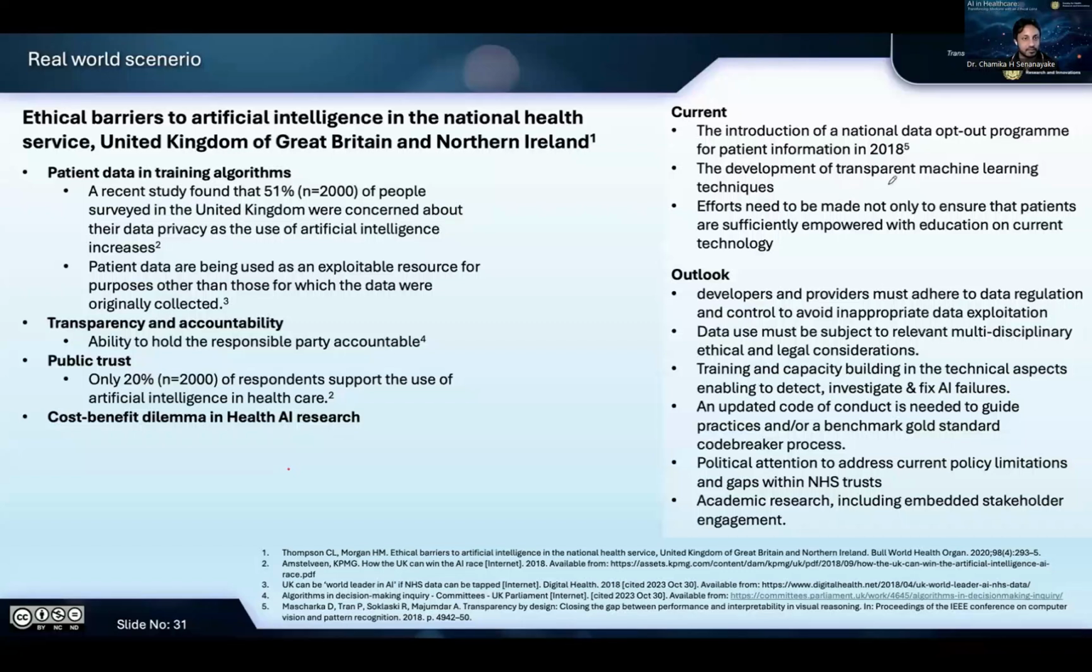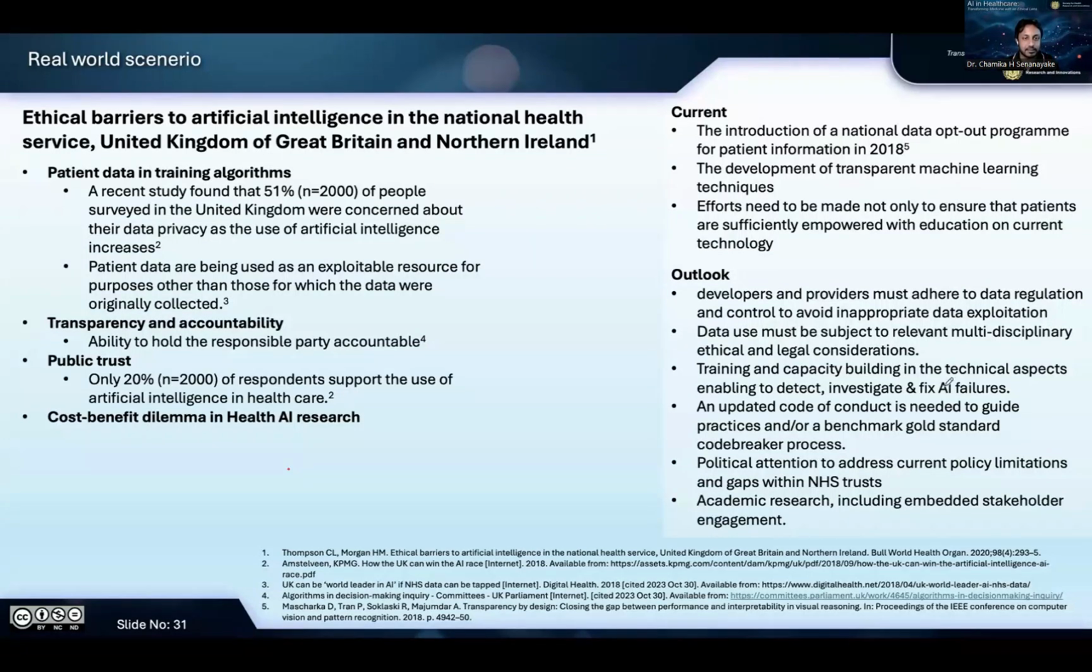And they are researching the development of transparent machine learning techniques. They learned that efforts need to be made not only to ensure that practices are sufficient to empower with education or current technology. So the outlook is that developers and providers must adhere to the same data regulations and controls and avoid inappropriate data exploitation. Data use must be subjected to relevant multidisciplinary, ethical, and legal consideration. All the specialties have to work collaboratively and come onto one page.